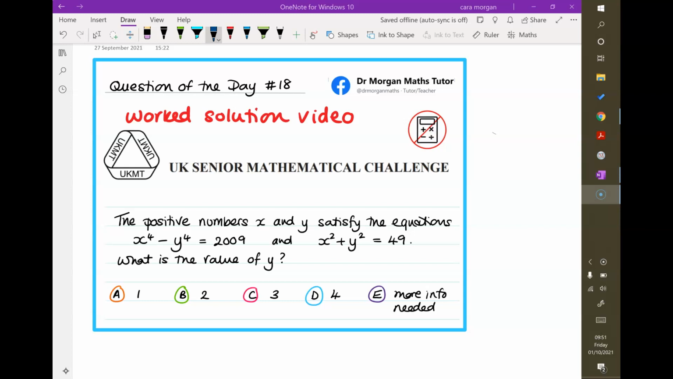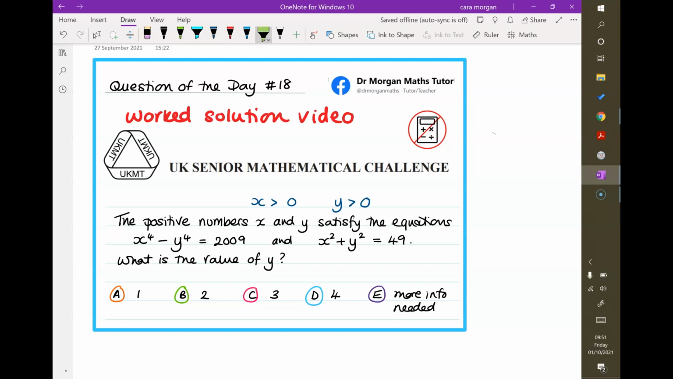So the question that I've chosen today from the UKMT Senior Maths Challenge is the following. I've got positive numbers x and y. x is greater than 0 and y is greater than 0. I always write something like that down just to remind myself. They satisfy the equations which are below. I've got to find the value of y.